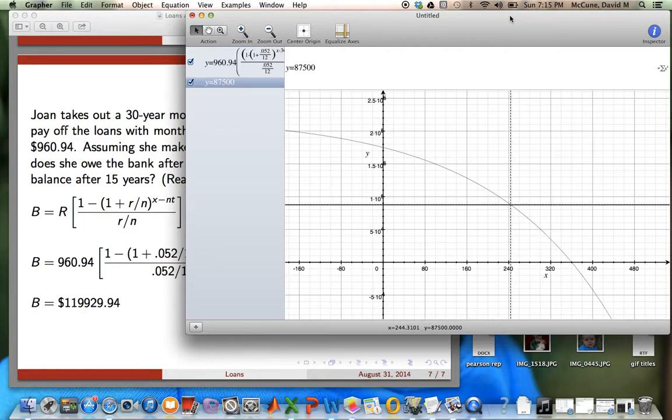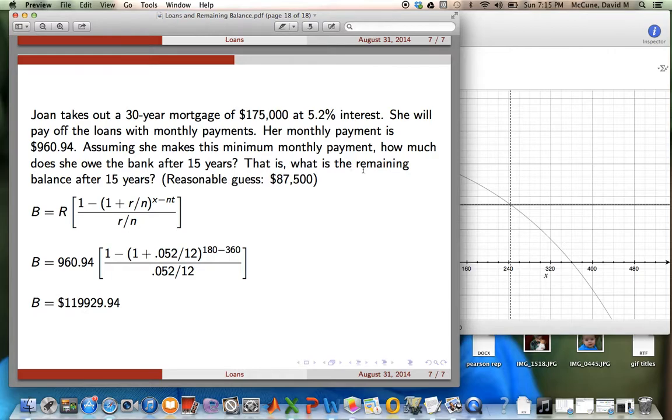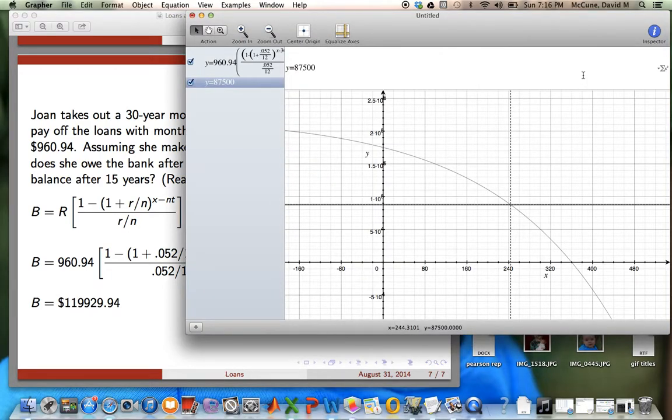Okay? So it takes longer than you think. You might think you'll cut it in half in 15 years, but it actually takes 5 more years after that to actually cut the original principal in half. Okay, but in any case, hopefully this clears up why that's true. The decline of the principal is slow at the beginning and accelerates towards the end.